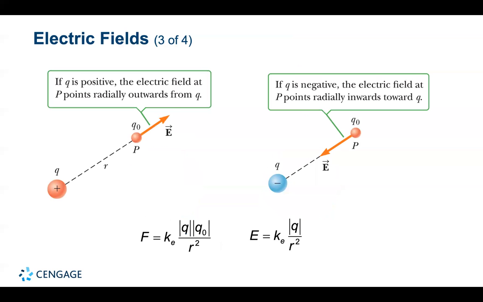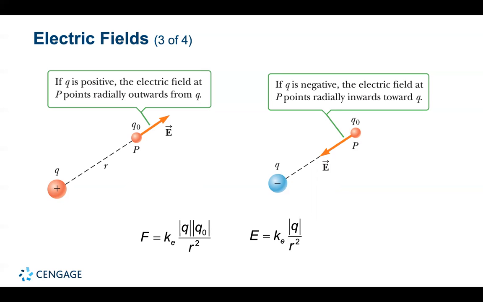So in this figure, we have a test charge Q0 at P, a distance R from a point charge Q. As shown in the figures, the direction of E is the direction of the force that acts on a positive test charge placed in the field. We say that an electric field exists at a point if a test charge at that point is subject to an electric force. So let's consider a point charge Q located at distance R from a test charge Q0.